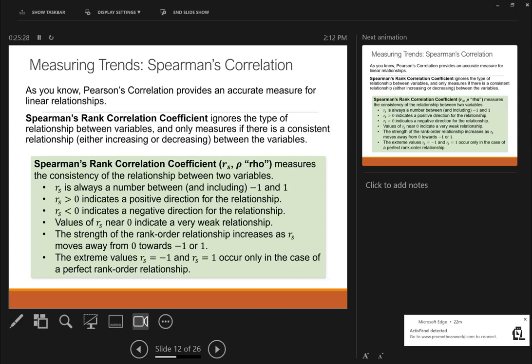So, some facts about the Spearman coefficient. The notation we use for the Spearman coefficient is R sub S, or we could use this Greek letter rho, which looks kind of like the letter P, but it's not the letter P. It's not written as a letter P. It's the Greek letter rho.